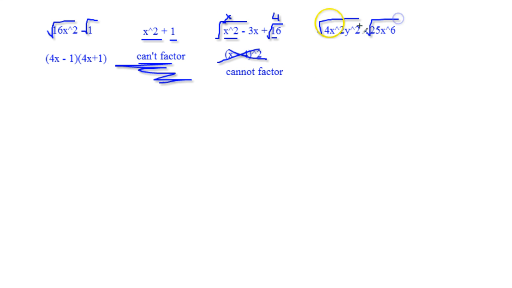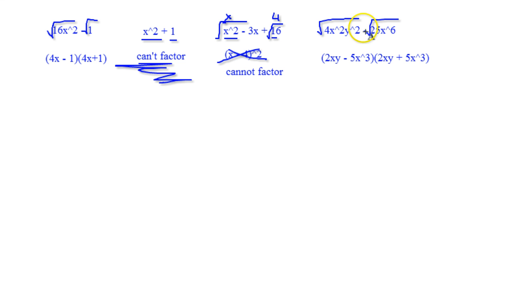Yes, you can actually. This is a difference of perfect squares. Okay, so this is going to be factored into the form of 2xy minus 5x cubed. Okay, and then the other one is 2xy plus 5x cubed. And voila, you have factored your form.